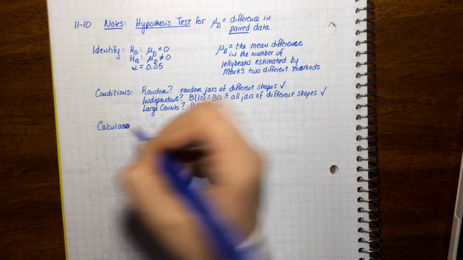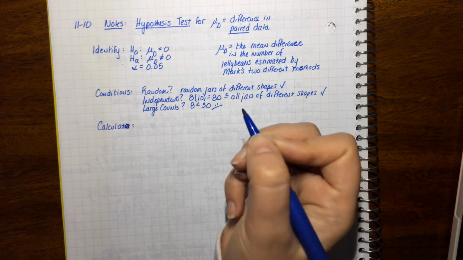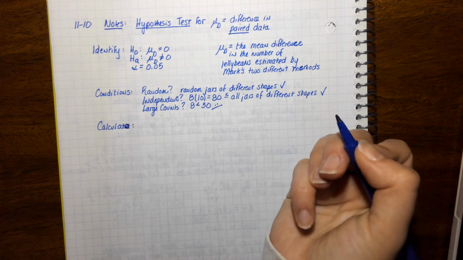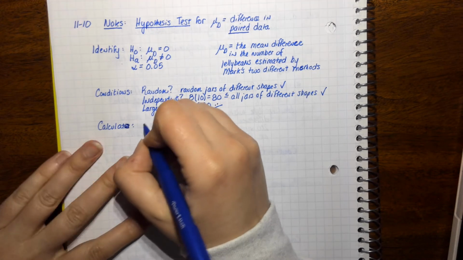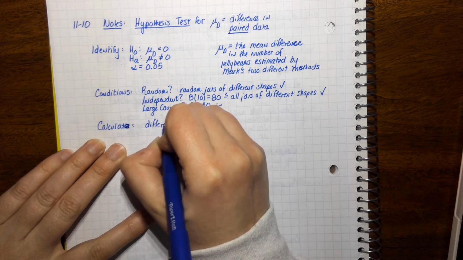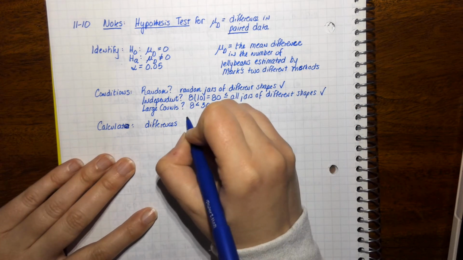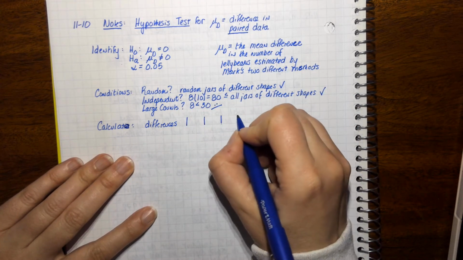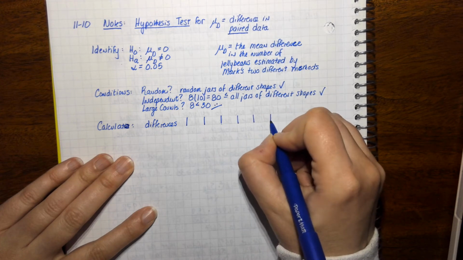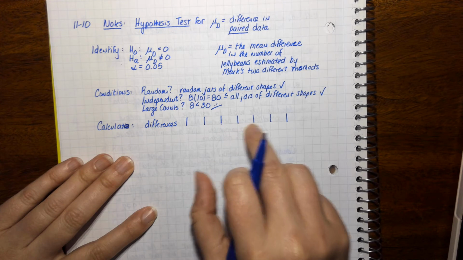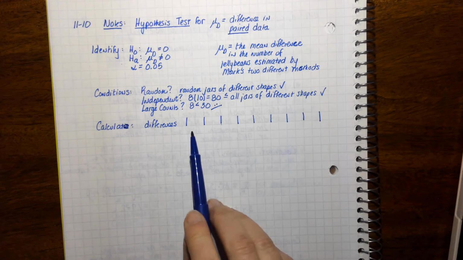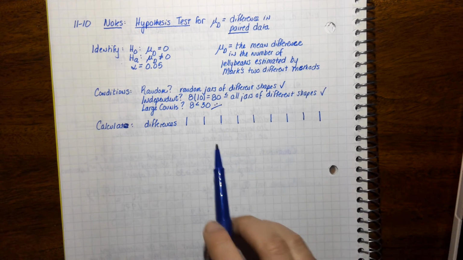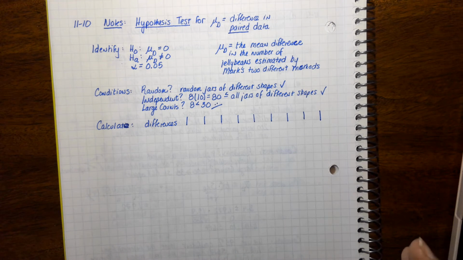Calculate. Okay, notice that they gave us these amounts in the jars, but we need to find the differences. So I am going to line up my 8 jars here. 1, 2, 3, 4, 5, 6, 7, 8. And then I am going to calculate the differences and put them in this table. I'm going to treat this as one sample because it's paired data.